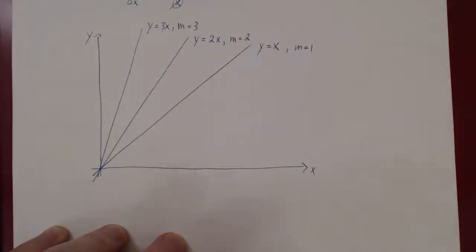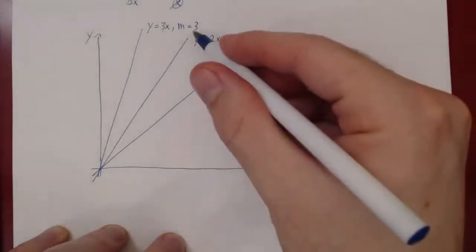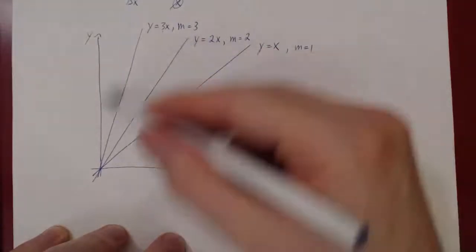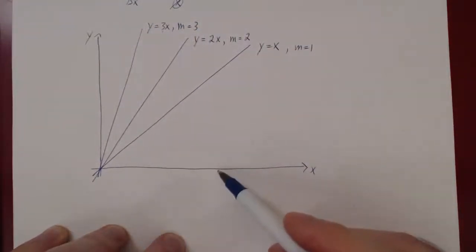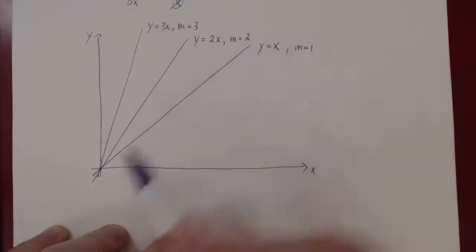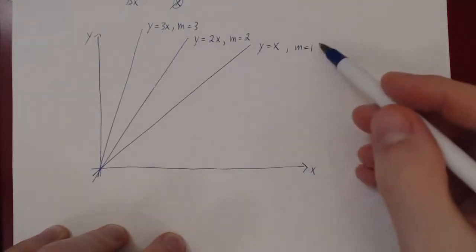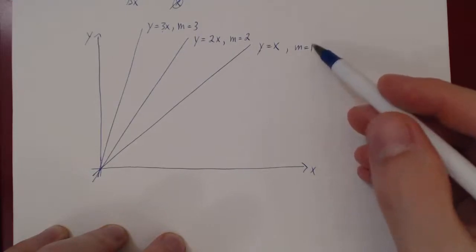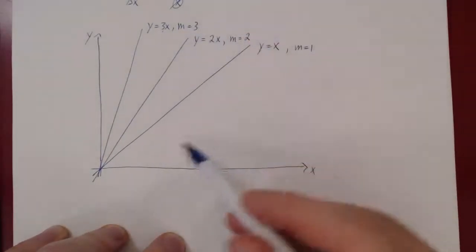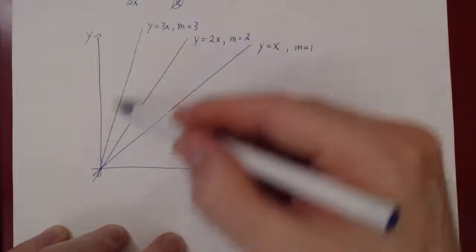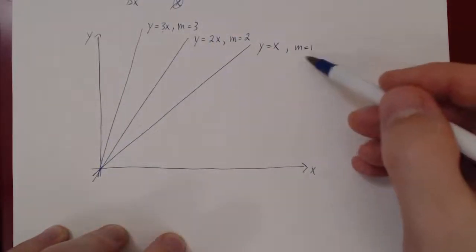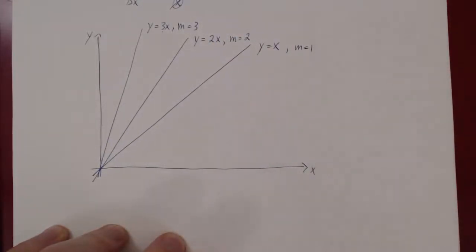So what do you observe here? Well, the slope is positive for each line, and each line is increasing, right? As x increases, so does y. So if you have a line of positive slope, the line is increasing, and as you go from 1 to 3, well, the line becomes steeper and steeper and steeper. So the greater the slope, the steeper the line is.